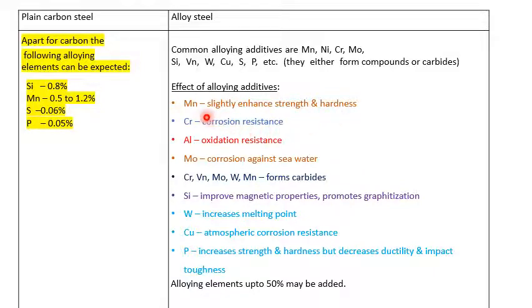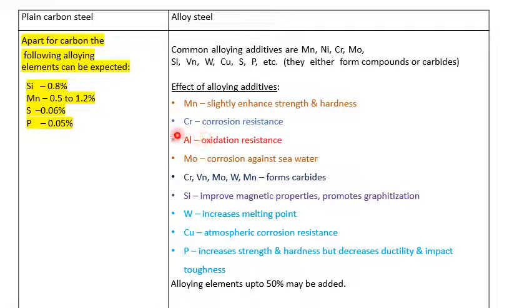Okay, if I add chromium, normally, whenever we talk about chromium, it is a corrosion resistance material. So whenever we have that, we designate that steel as stainless steel. The steel which we use for handrails is not meant for having corrosion at all, which is free from rust.